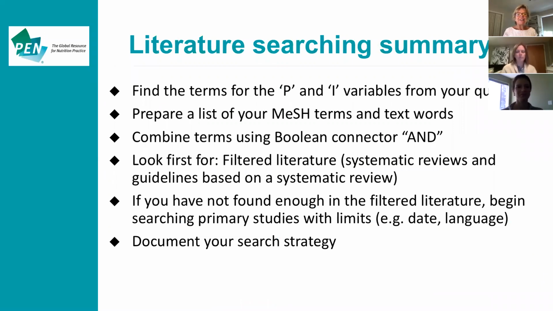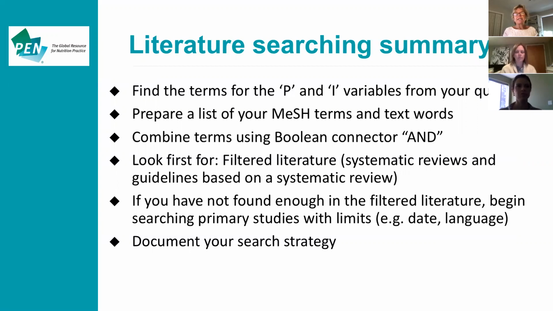So I would put this together as a summary and then ask if this really does capture it according to your understanding. When you've got the topic, the foreground question, really finding the terms for the population and the intervention variables, preparing a list of the MeSH terms and the text words, combining the terms using the Boolean connector and looking for filtered literature, focusing on systematic reviews and guidelines that are based on systematic reviews first.